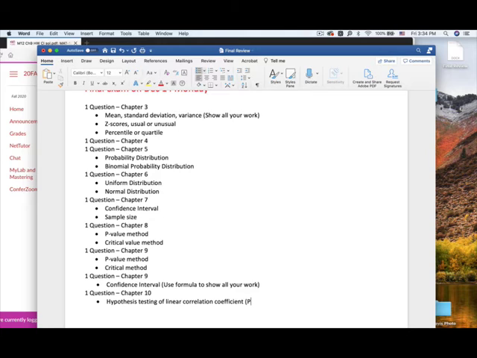You may want to use the p-value or critical value method. Okay, that's from chapter 10. And one question is also from chapter 10. You need to know how to find the regression equation and how to apply the regression equation.